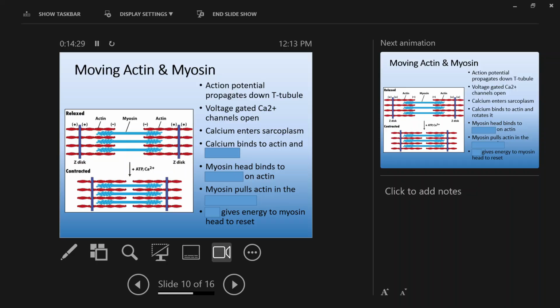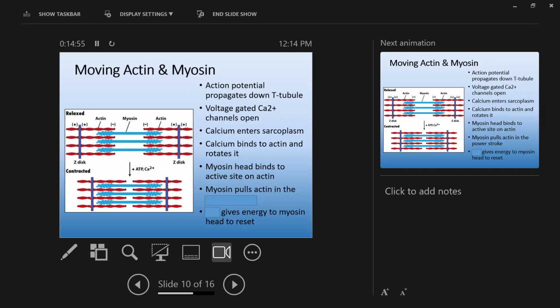We've stuffed our cell full of myofibrils, my contracting unit. Myofibrils are full of actin and myosin. So calcium is going to bind to that actin, and what's it going to do? Rotate it. The myosin is now able to reach a specific structure on the actin. What is that structure? The active site.